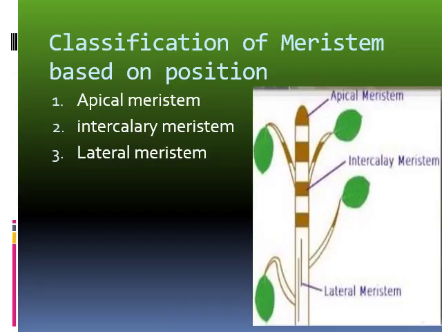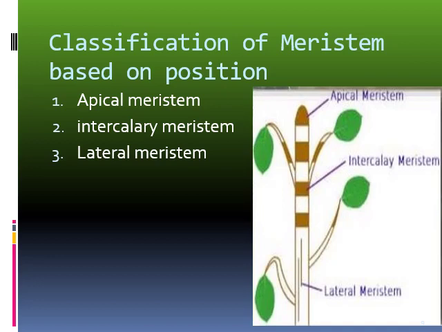So on the base of position we have three types. First one is apical meristem. Actually these are the cells that are found at the apex of shoots and root. It brings about increase in length. It includes both promeristem as well as primary meristem.